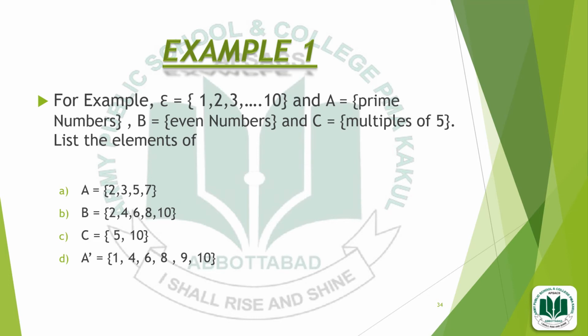Next, if I want to write the elements of B complement, that would be 1, 3, 5, 7, and 9. All those elements of universal set that are not part of B. Similarly, for C, if I want to list C prime, then I would write all the elements of universal set except 5 and 10. That would be 1, 2, 3, 4, 6, 7, 8, and 9.